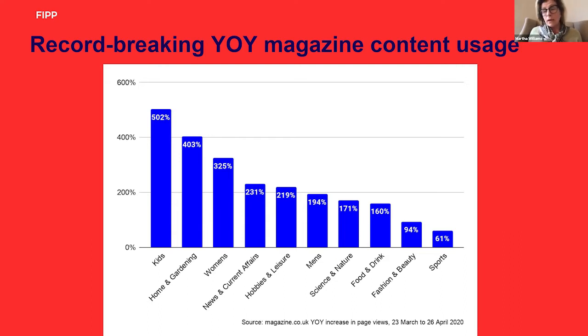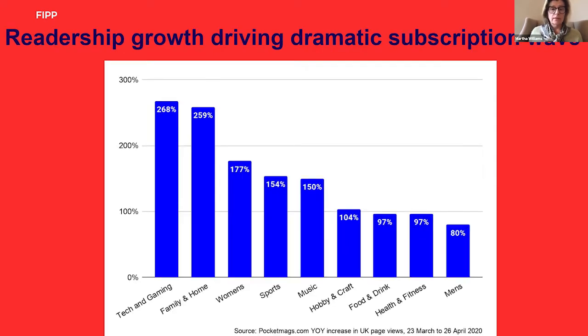Now, coinciding with this trend is a record-breaking year-over-year magazine content usage pattern. And as you can see, there are gigantic leaps in the amount of year-over-year content consumption in all of these different areas, starting with kids, a 500% increase, home and gardening, 400% increase, women's content, 325%, and news and current affairs, 231%, and so on, year over year from March 23rd to the 26th of April.